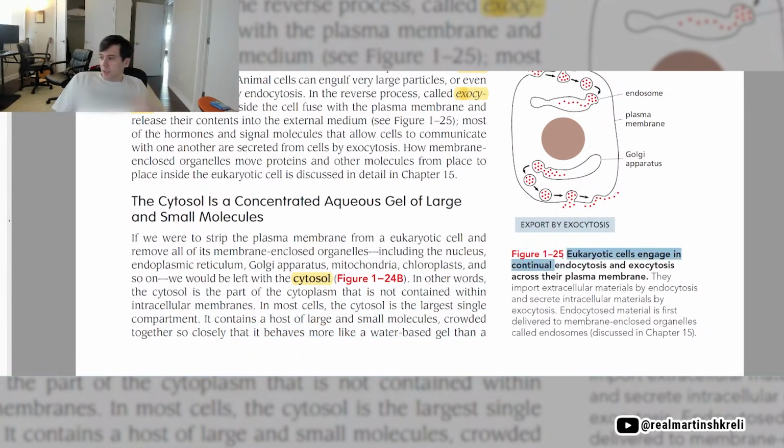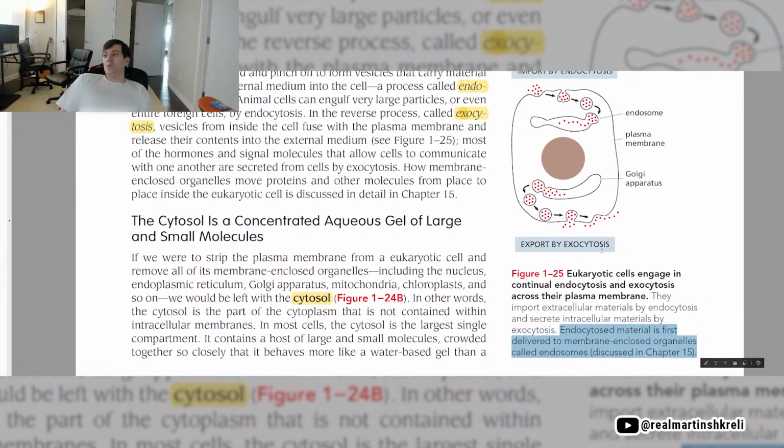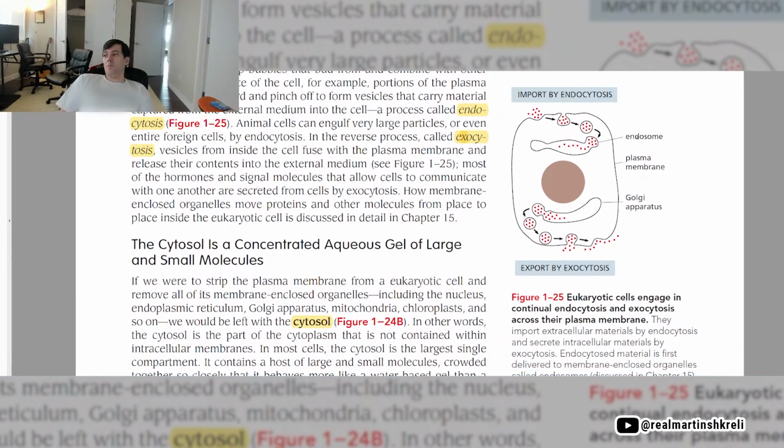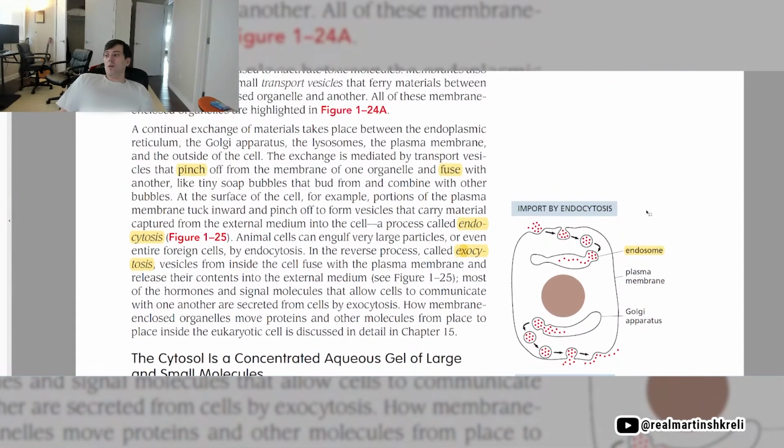So eukaryotic cells engage in continual endocytosis and exocytosis to traffic things across their cell membrane. They import extracellular materials by endocytosis and secrete intracellular materials by exocytosis. Endocytosed material is first delivered to membrane-enclosed organelles called endosomes, which we didn't talk about yet, but a really important concept there.